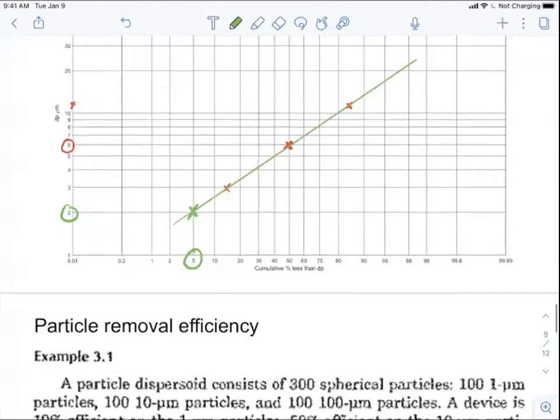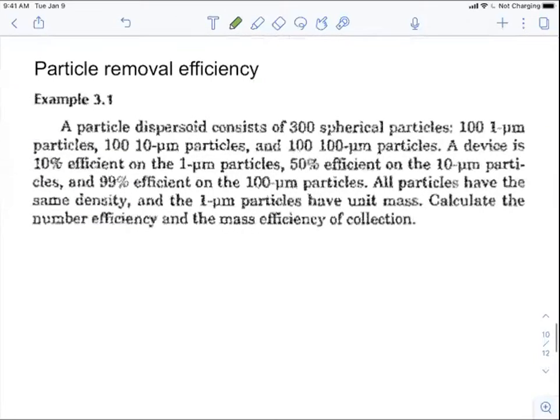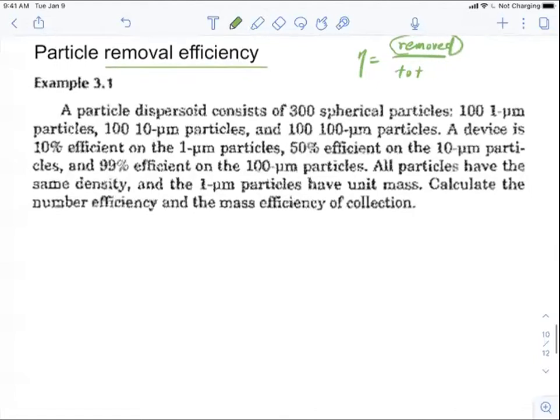So I think for the homework that's due next Wednesday, you also need to know what the removal efficiency is. So basically the removal efficiency is just the percentage of particles that's getting removed divided by the total concentration, right? So this concentration can be number or it can be mass. Okay, so you just need to understand this simple concept. So if you want, you can also go over this example 3.1. It is quite easy to understand, right?